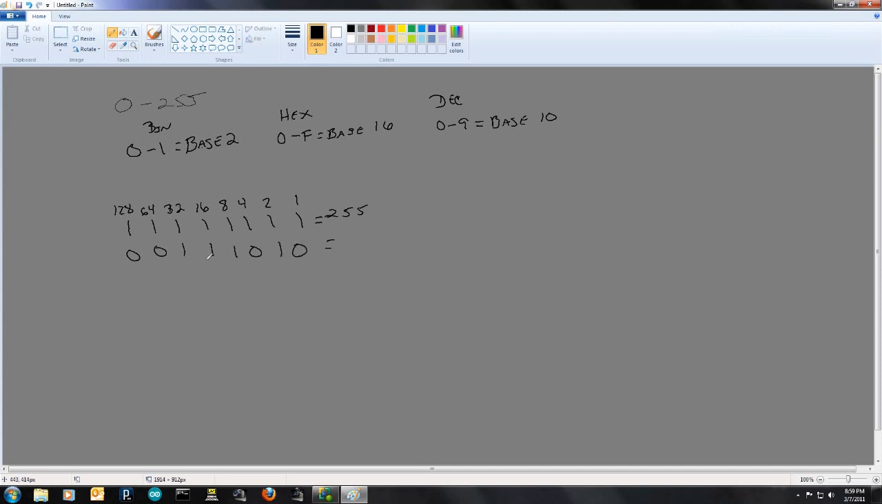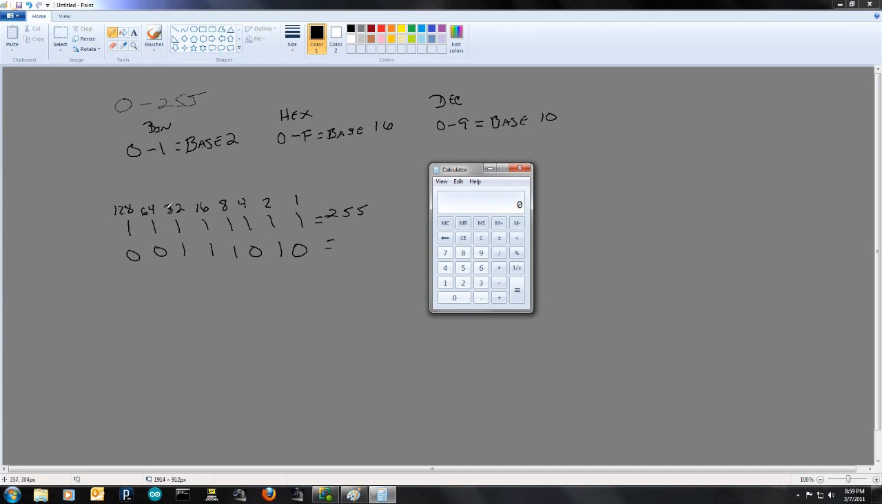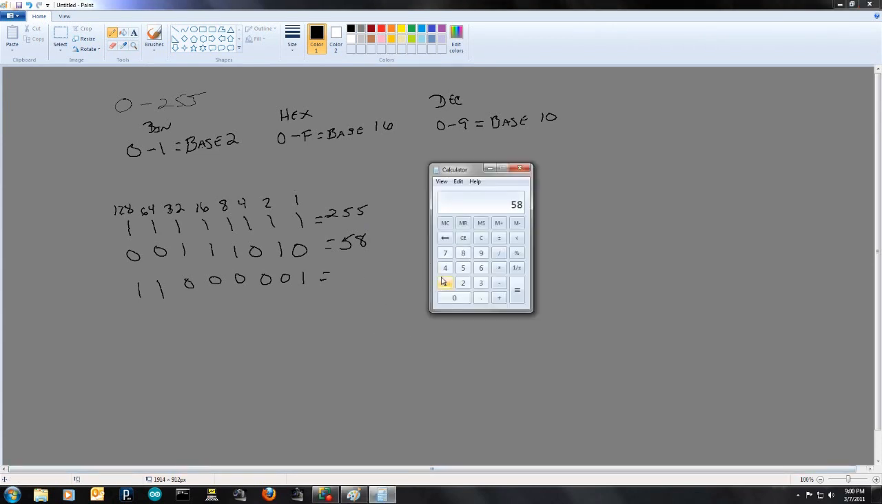Of course, feel free to break out your calculator if you'd like. And so what we do is we add up the ones. So here we've got 32 and 16 and 8, and the 4 is a 0, so we're not counting that, and 2, and then that equals 58. Okay, we'll do one more of these. We have these numbers above it, and once again we can break out the calculator. It's very easy. It's 128 plus 64 plus 1, 193.